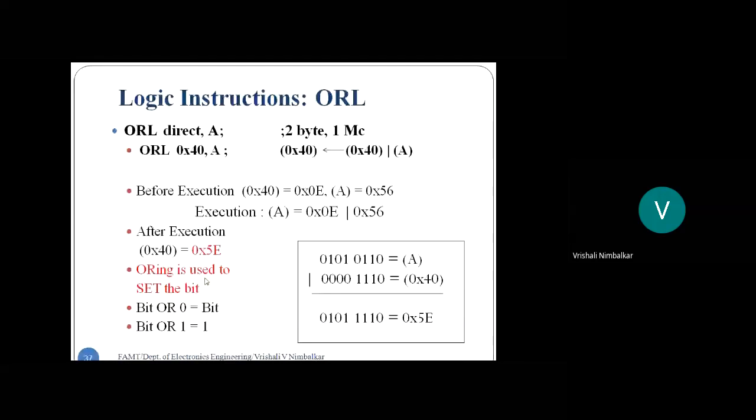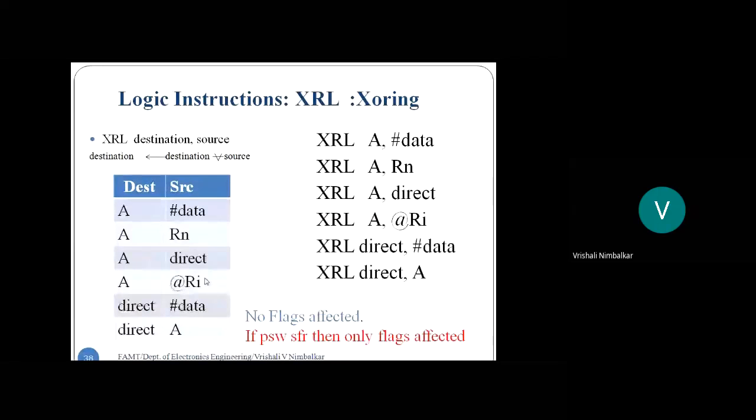And the last one is XORing. Now, the XORing format is the same: XRL destination comma source. Destination is XORed with source, and the result is stored back in destination. And there are 6 options to write the instruction. XRL A comma #data: the data in the instruction is XORed with the accumulator, and the result is stored back in the accumulator.